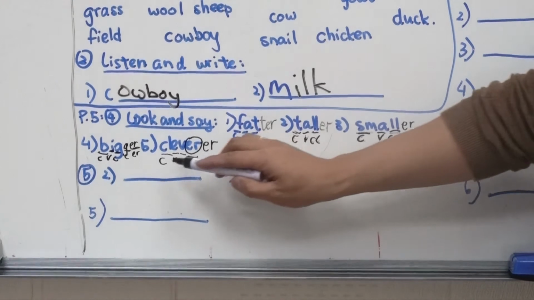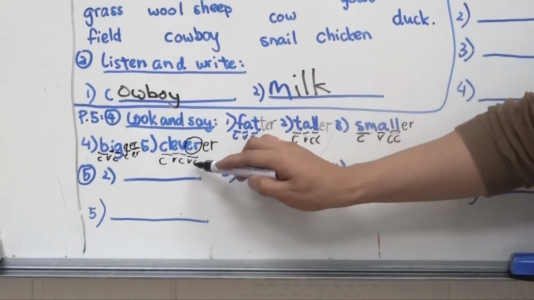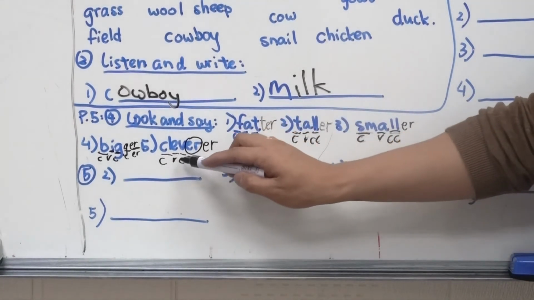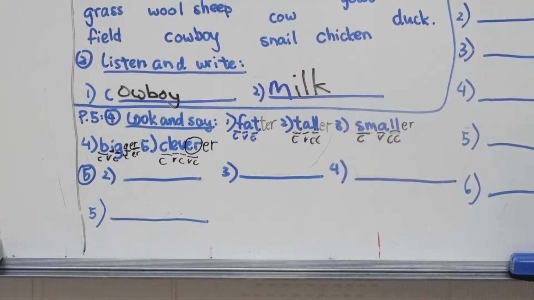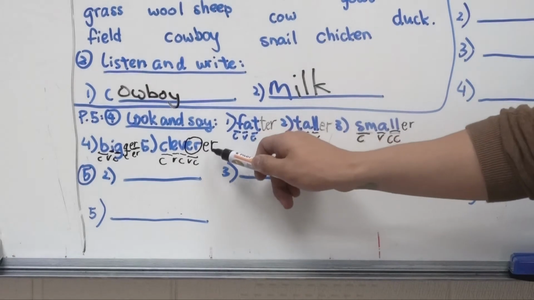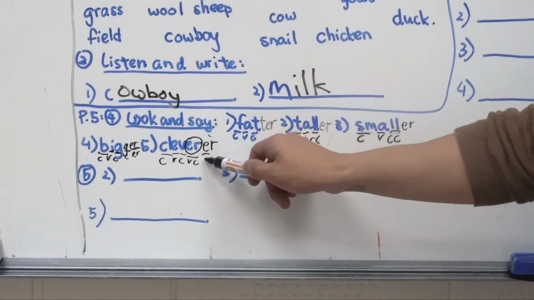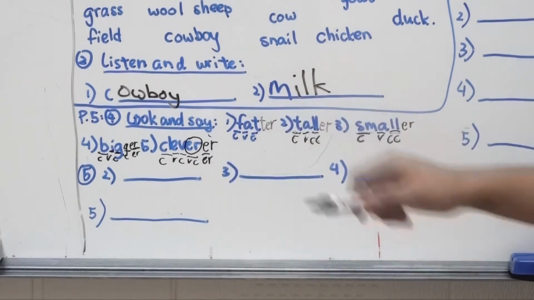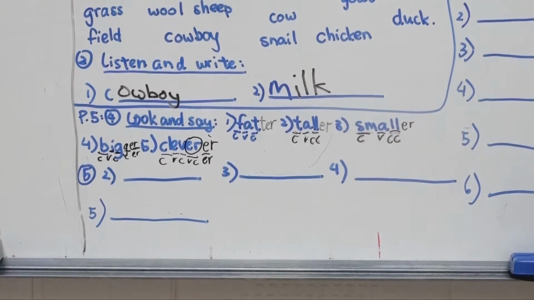So how many do we have? 1, 2, 3, 4, 5, right? So C, V, C, V, C. Is it only 3? No, right? So we don't need to put another R. We only need to put ER. So it's cleverer. Cleverer than, okay? That means more clever, right?